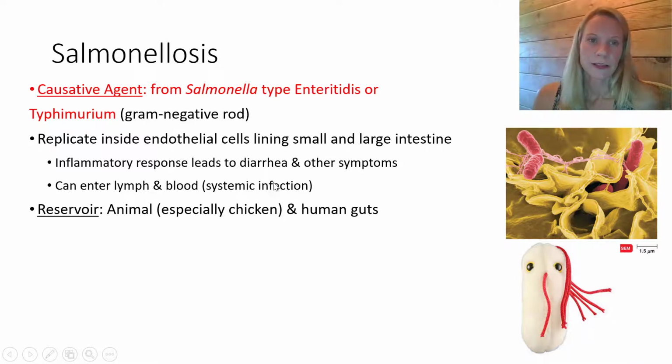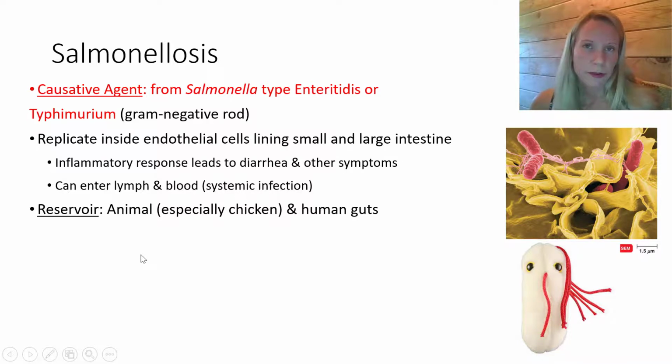They replicate inside of the cells of the small and large intestines. This causes a huge inflammatory response where we get diarrhea. Bacteria can enter the blood, and then a systemic infection means that they can travel throughout the body. You may know that Salmonella has a natural reservoir in the guts of chicken.